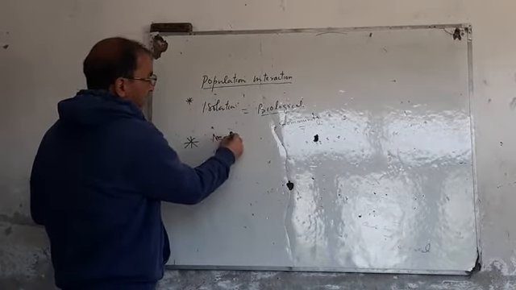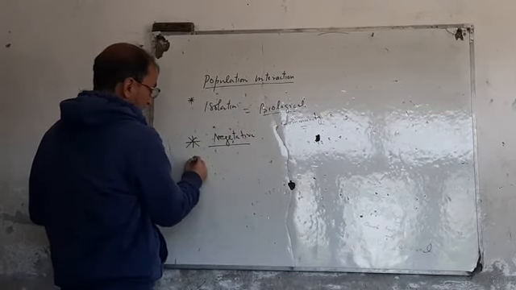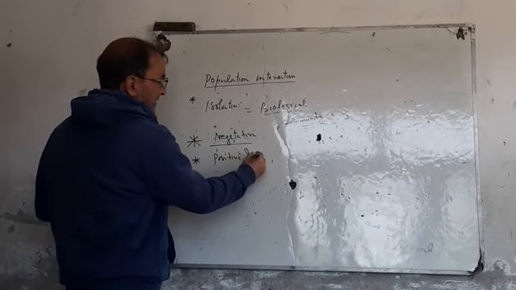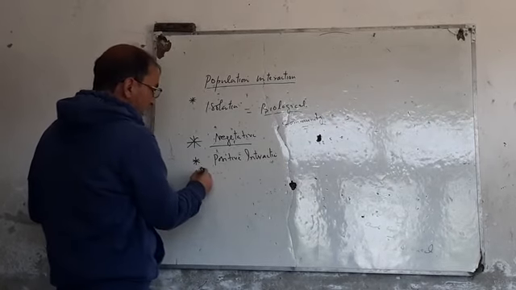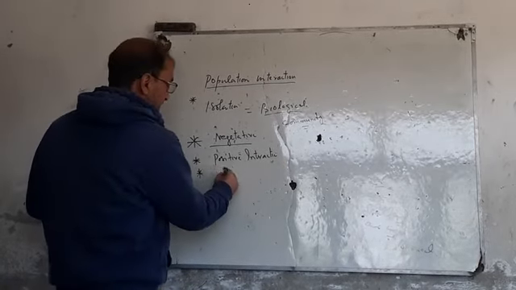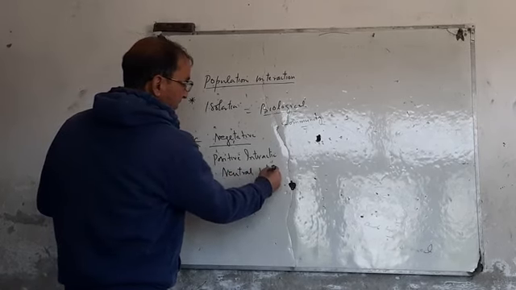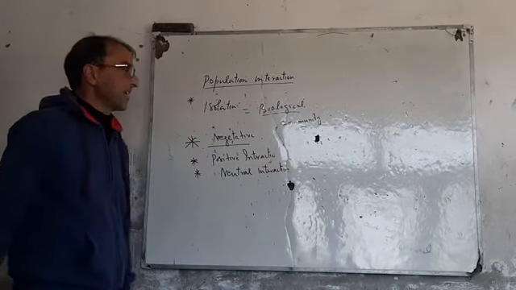Negative interactions, positive interactions, and one more type is neutral interactions. Come to the first one, negative interactions.